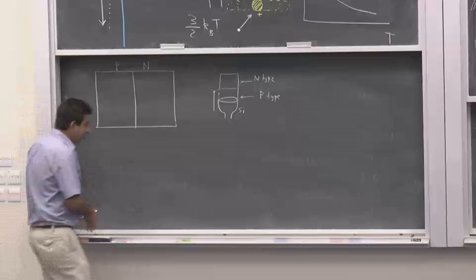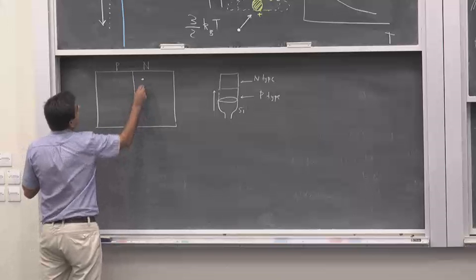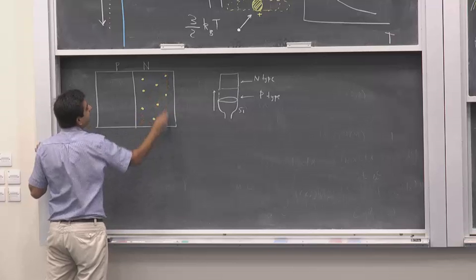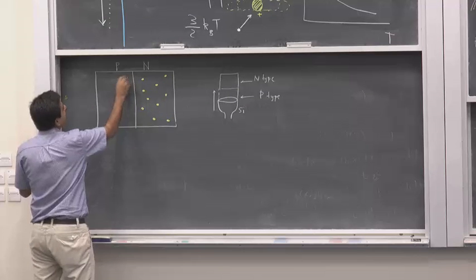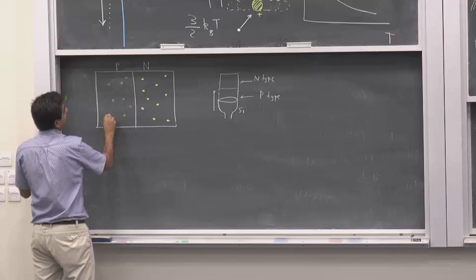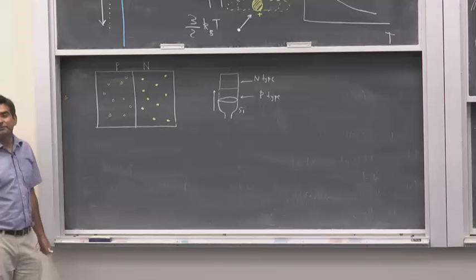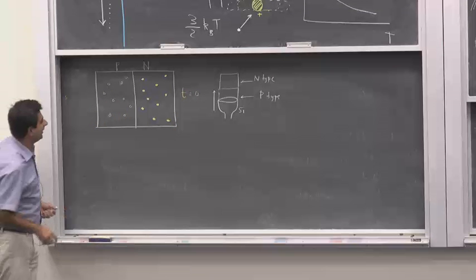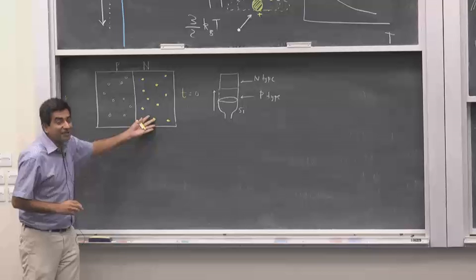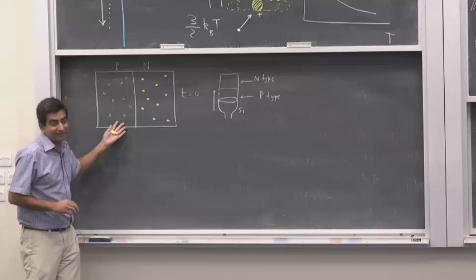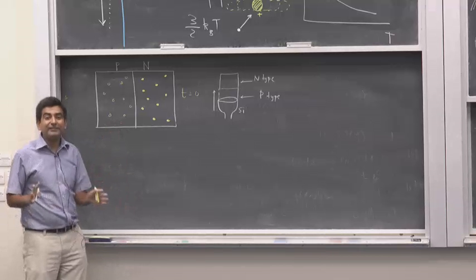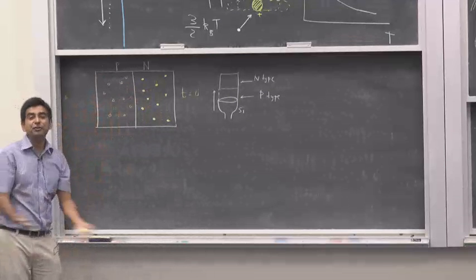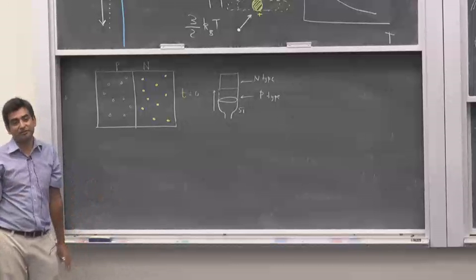So now, if I were to represent the electrons by these filled circles, there's a higher density of electrons here and a higher density of holes here. Suppose this is at time t equals 0. Now these are mobile charge carriers, and the holes are also mobile charge carriers; they can move around. Now there's a concentration gradient. There are more electrons here and more holes here. So diffusion of these charge carriers takes place across the junction.